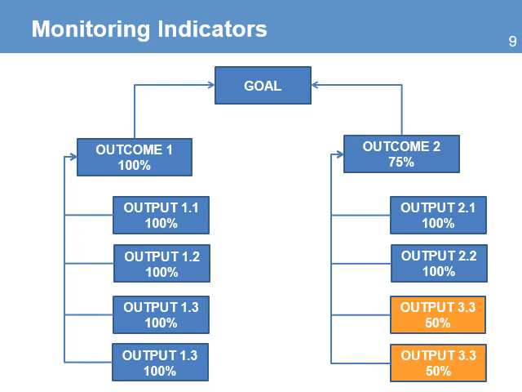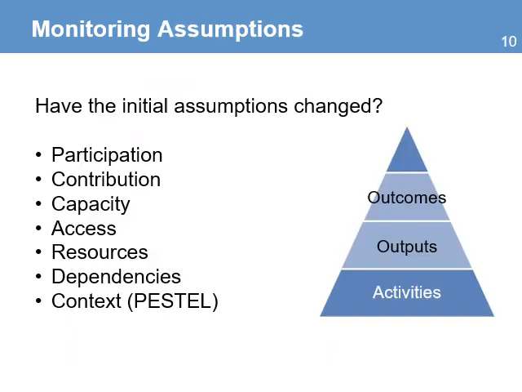In the analysis, you will focus on the causes that are making those outputs late and develop solutions to those problems. You need to monitor if the initial assumptions have changed. Changes in assumptions around the participation of key stakeholders, the contribution of partners, the capacity of the organization, access to resources, any dependencies, and even assumptions about the context.